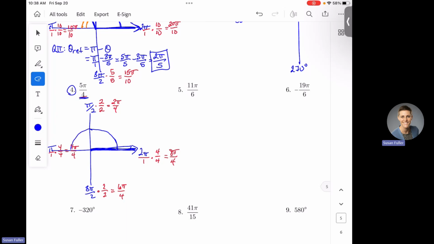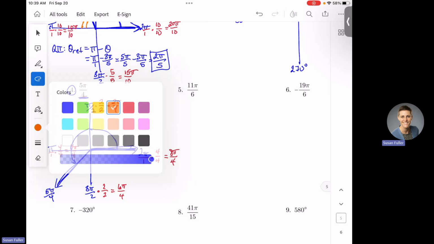I get here, and that's 4 pi over 4s, but I have to keep going. If I went all the way down here, I would be at 6 pi over 4s. That's too many. I have to go halfway between 4 pi over 4 and 6 pi over 4. So this is going to end halfway between those. That is where my 5 pi over 4 lands. Okay, so 5 pi over 4 is down here in quadrant 3. That's what this angle looks like in standard position.